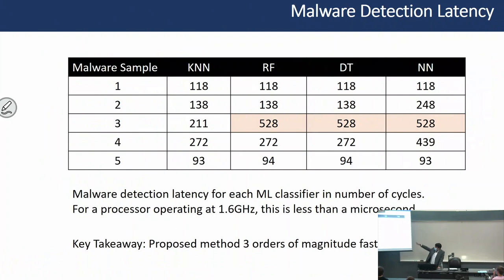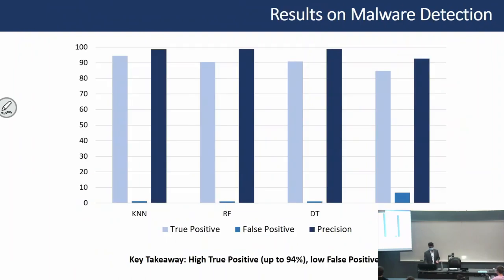So as you can clearly see, the latency is very low. It's a few hundred cycles. If you're operating at 1.6 gigahertz, it's less than a microsecond. A typical antivirus software takes in the range of milliseconds, right? So basically, this is 3 orders of magnitude faster than an antivirus software.